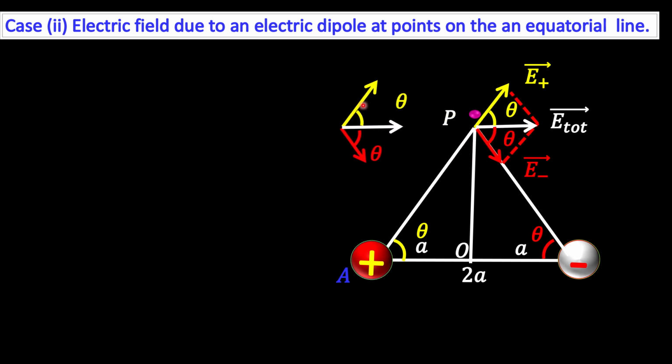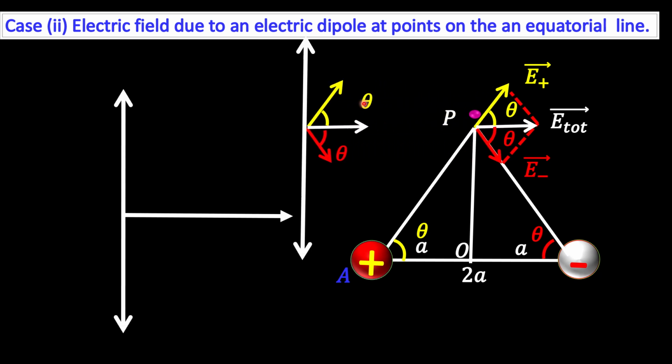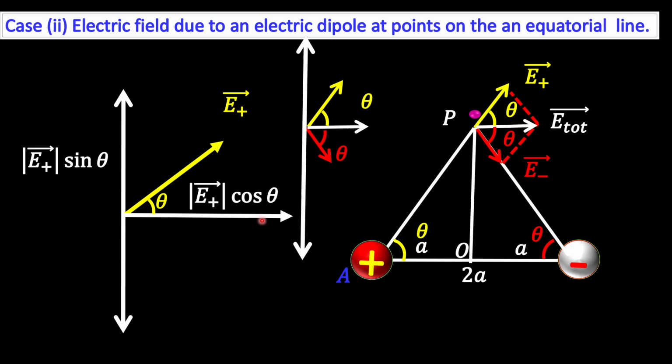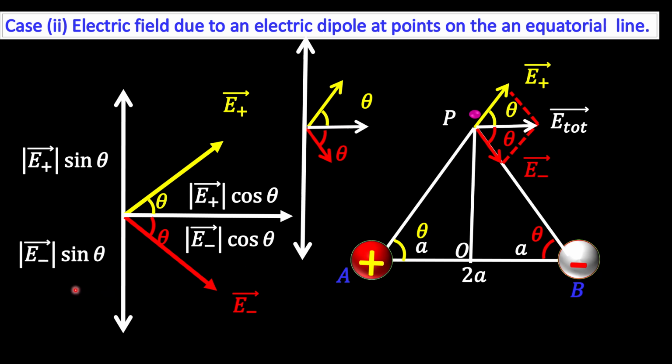To find E total vector, we have to take components of the E plus vector and E minus vector. E plus vector is forming theta with the horizontal line, so the horizontal component is magnitude of E plus vector into cos theta. Similarly, the vertical component is magnitude of E plus vector into sin theta. Similarly, we calculate for E minus vector. Horizontal component is magnitude of E minus vector into cos theta. Vertical component is magnitude of E minus vector into sin theta. Comparing the vertical components, the magnitudes are the same and the directions are opposite, so adding these two values, it will be nullified.